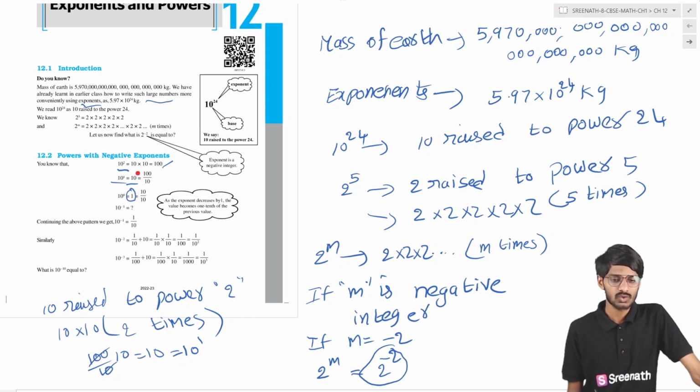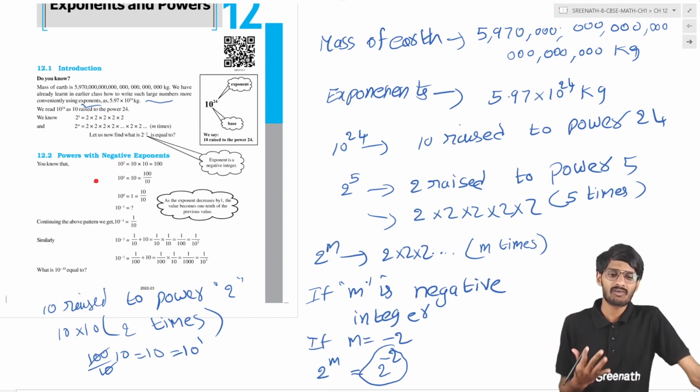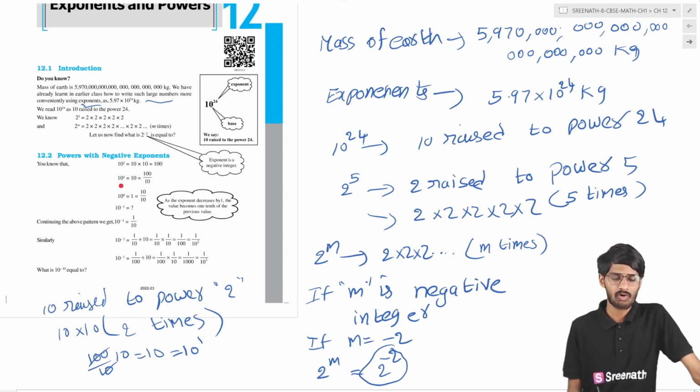Okay, students. So in this way, here there is 10 square. We decrease the power by 1, then it will become 10 power 1. Again you decrease the power by 1, then it will become 10 power 0. If you again decrease the power by 1, then it will become 10 power minus 1. Then what is its value in this scenario? That's what we are going to learn, students. So continuing the above pattern, you will get 10 power minus 1 equal to 1 by 10.